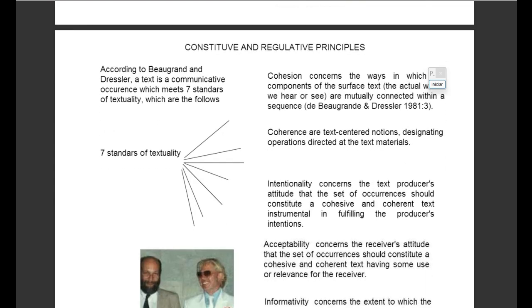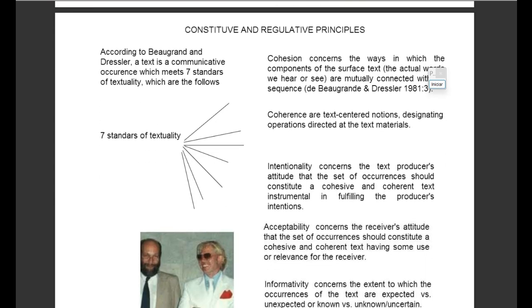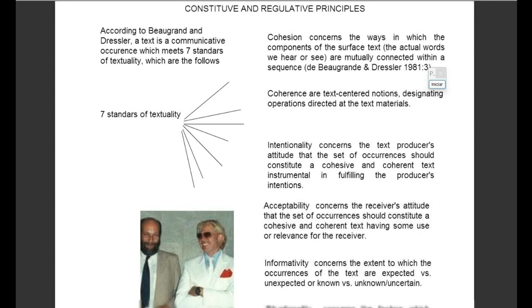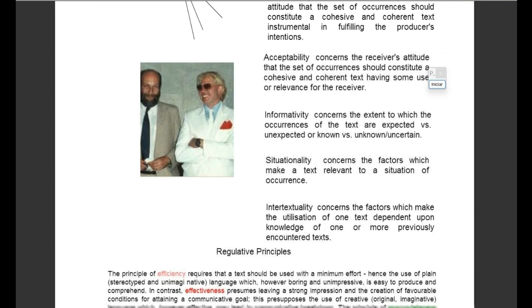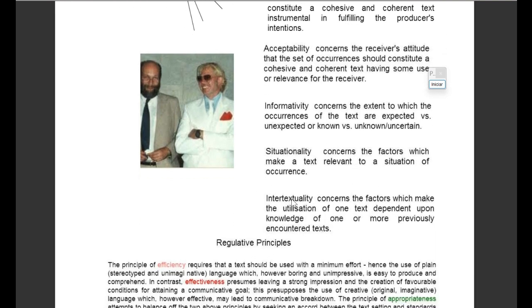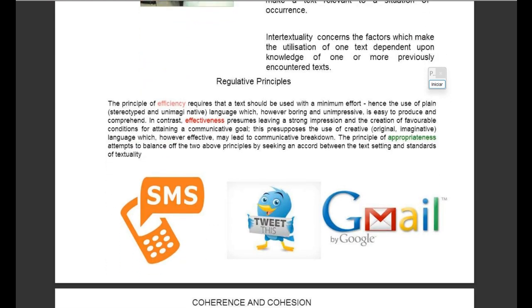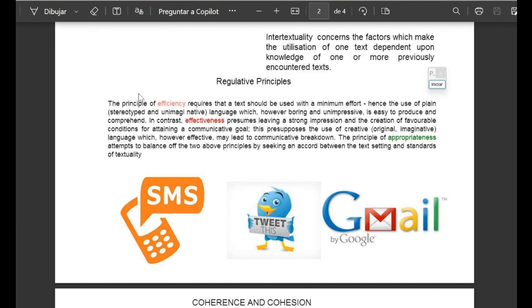The constitutive and regulative principles, according to Beaugrande and Dressler, have seven standards of textuality: cohesion, coherence, intentionality, acceptability, informativity, situationality, intertextuality. We will talk about them. The regulative principles: efficiency and effectiveness.